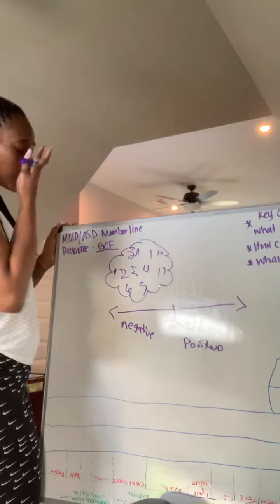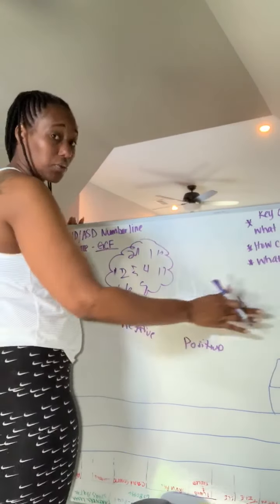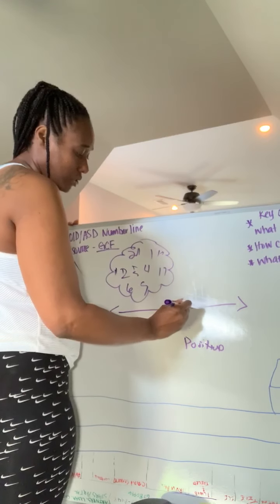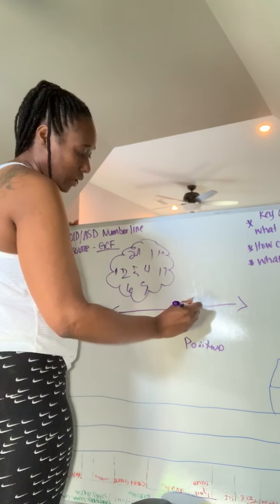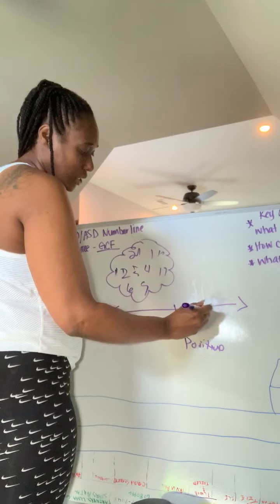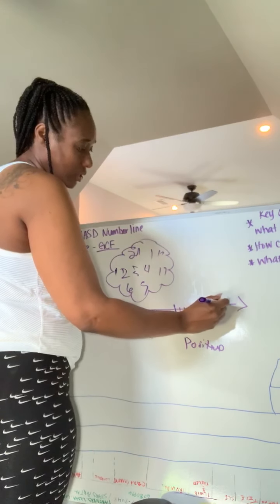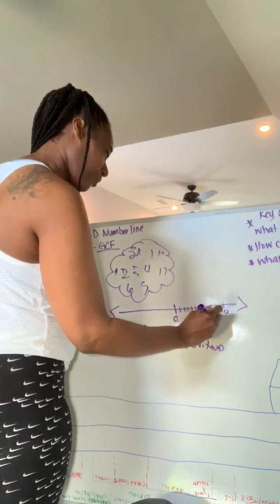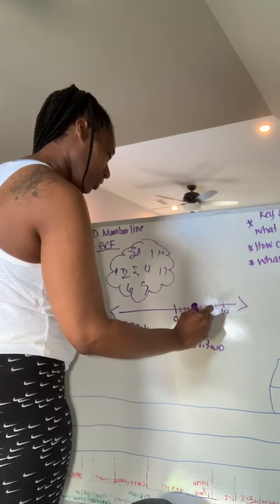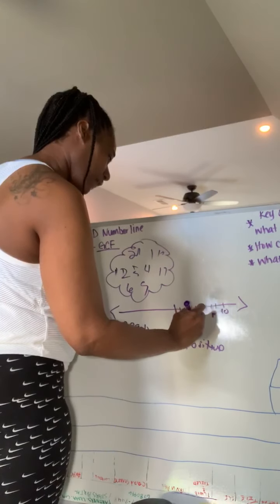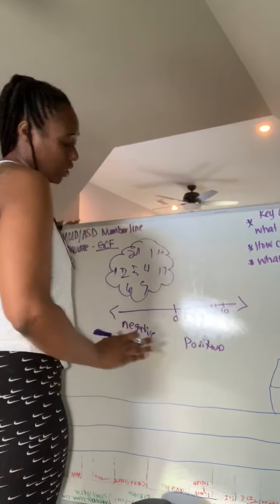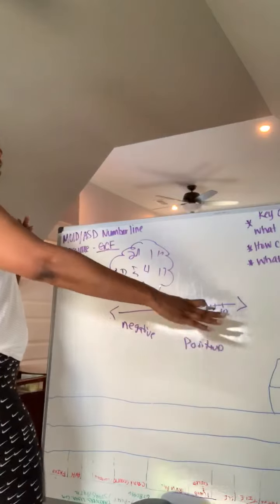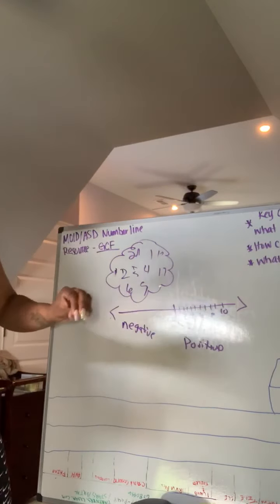Okay, so if everything to the right is positive, we'll make our little dashes. 1, 2, 3, 4, 5, 6, 7, 8, 9, 10. So this is number 10. 2, 4, 6, 8, and 10. All those numbers are positive. These are our positive numbers.